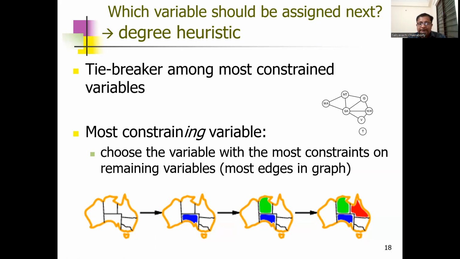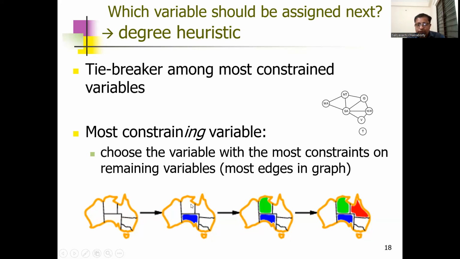They will be confined within only two values, red and green. So in the next step, what is the remaining degree of Northern Territory? That is 2. What is the remaining degree of West Australia? 1. What is the remaining degree of Queensland? 2. Again, there is a tie.